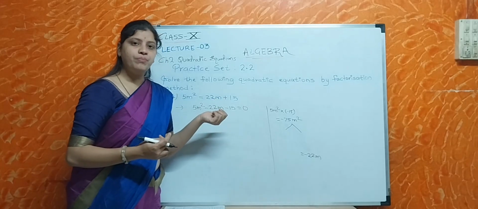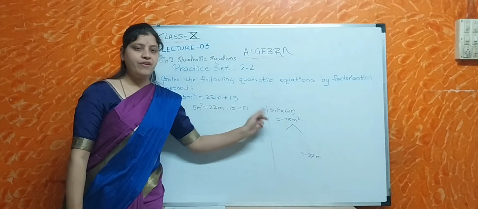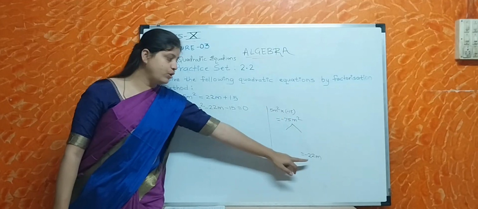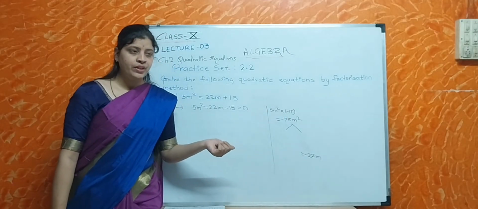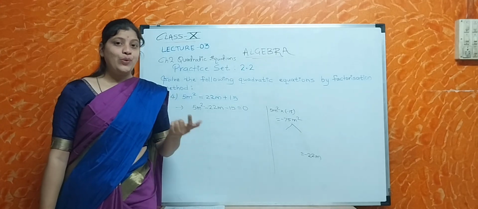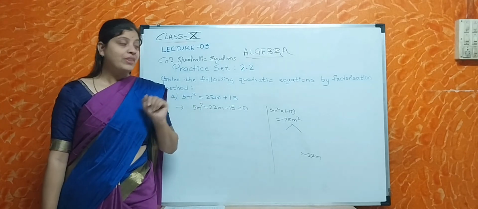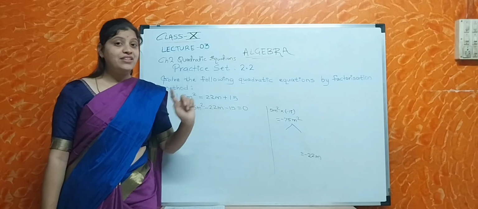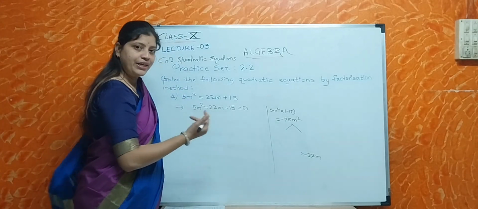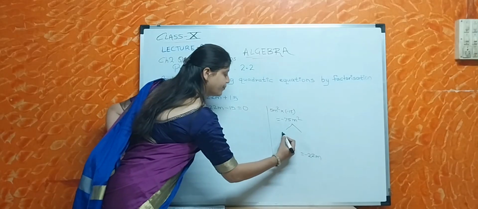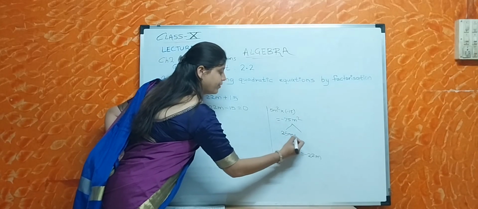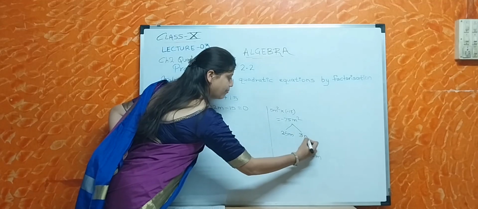Now what are the two numbers here? We know that 15 5s are 75. But the addition of these both numbers, we don't get 22 here. What are other two factors of this term? We know that 25 3s are 75 and 25 minus 3 we can get 22. So our two factors are 25m and 3m.